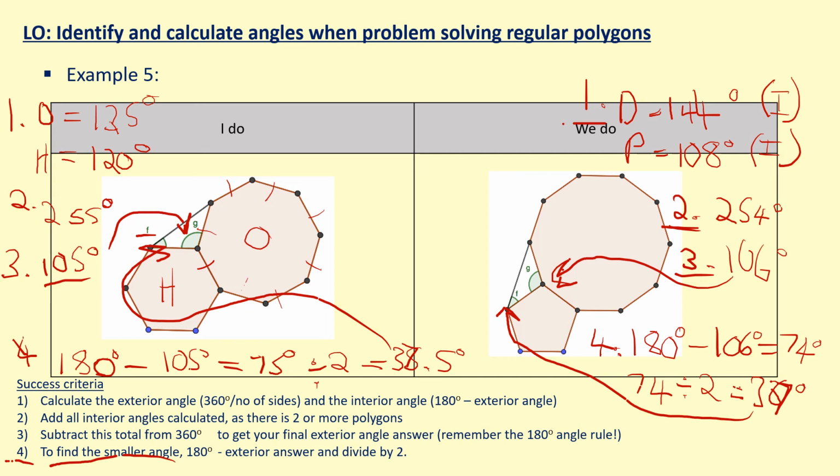That 180, subtracting the 106, the exterior G angle size, to equal 74. Divide that by 2 to get our F angle, exterior angle of 37 degrees. So well done if you got this right. Okay, let's make sure we can make any corrections if needed.